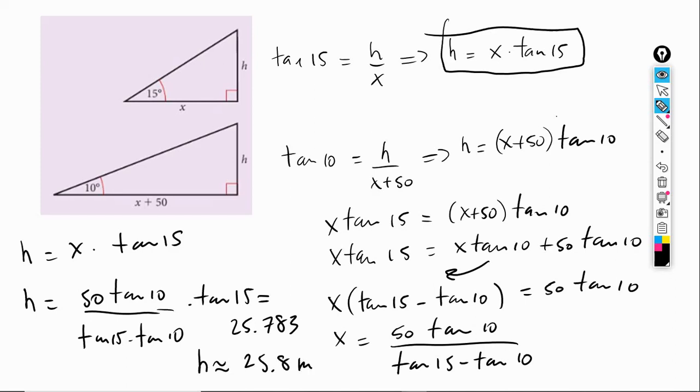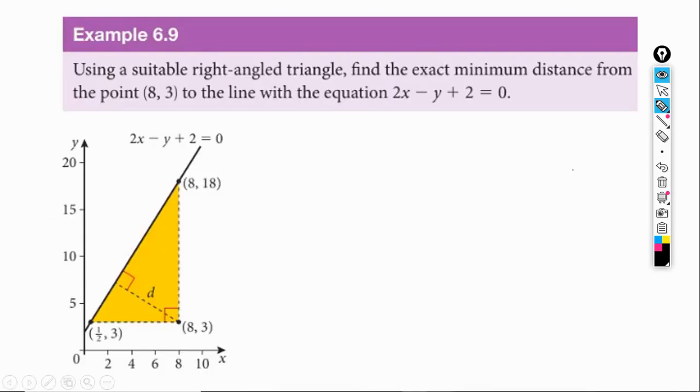25.8 meters. Very well, so here we are on example 6.9, which is going to be the last example that I solve on this video. So it says, using a suitable right-angled triangle, find the exact minimum distance from the point (8, 3), this one here, to the line with the equation 2x minus y plus 2 equals 0. So this linear equation here, this line.